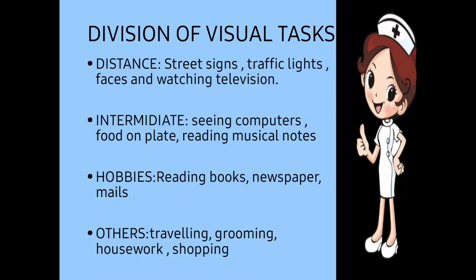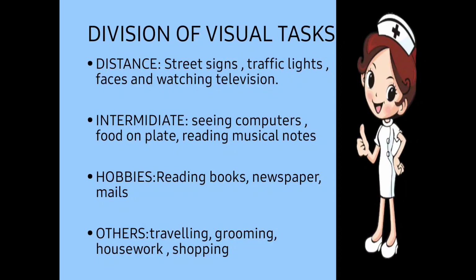Next one is the traffic light. He or she can recognize the traffic light, which one is there, because the patient is a low vision patient. Okay, the patient can recognize the faces of the persons coming towards him or her. Next one, watching television. These are all the distance tasks which the patient has to deal with in daily life. Next one are the intermediate tasks.